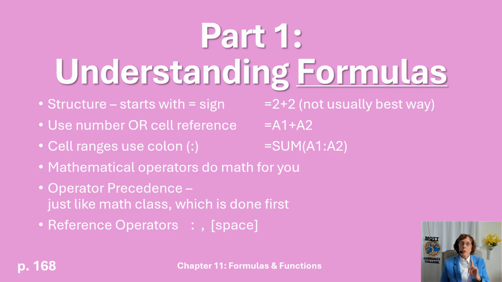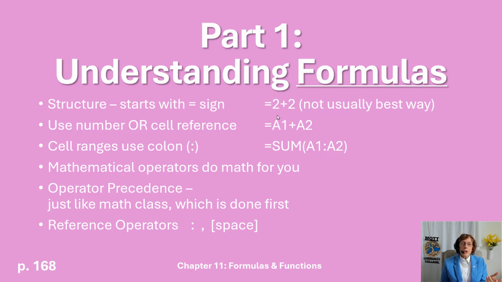A formula starts with an equal sign. That's the first thing to remember. And you have to type it. Sometimes you don't have to, but as a rule, type it. So here's an example of what it looks like: equals 2 plus 2. It's not 2 plus 2 equals, it's equals 2 plus 2. That's not really the way we do it in Excel, but that's the format you would use: equals first, and then what you want to do the math with.